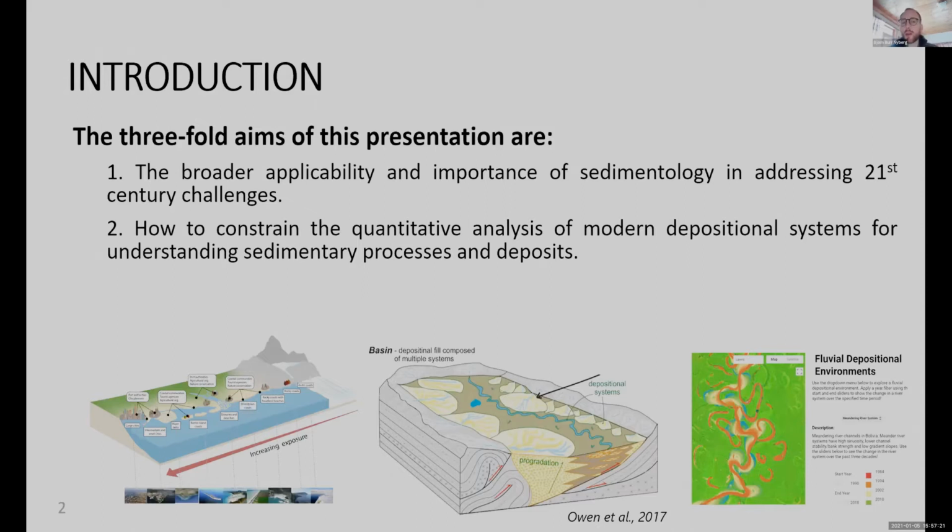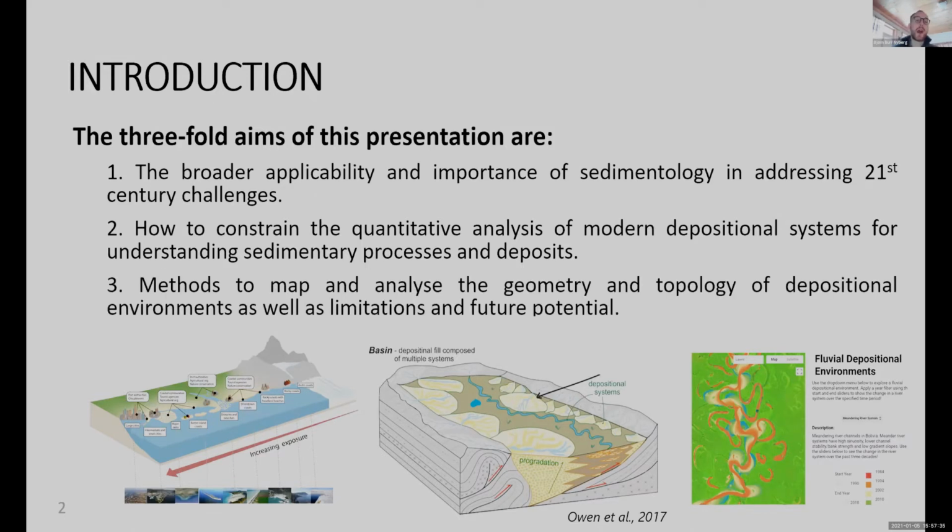Then I want to talk about some of the quantitative methods in where to find modern depositional systems for understanding sedimentary processes and their deposits. And then lastly, I want to talk about different methods to map and analyze the geometry and topology that we see within those different depositional environments, as well as some of the limitations and future potential that we can go towards.